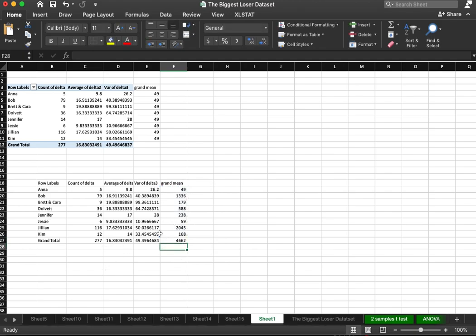All right, so that is the sum, but I need to divide that by my total to get my grand mean. So grand mean is equal to this divided by this. I put D. It's not D, it's C. There we go. So the grand mean is 16 pounds. Awesome.